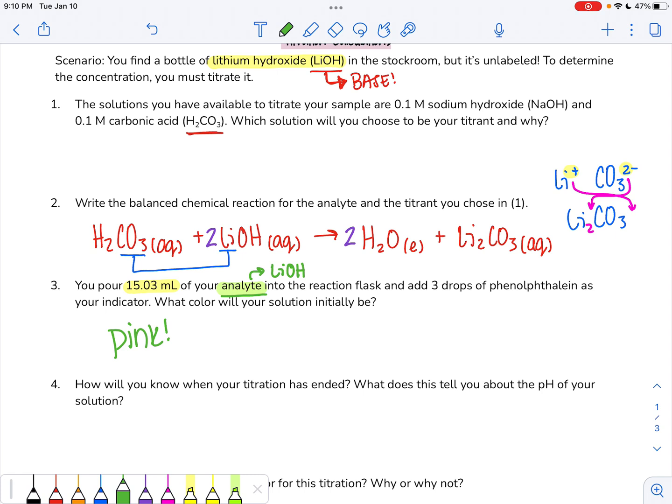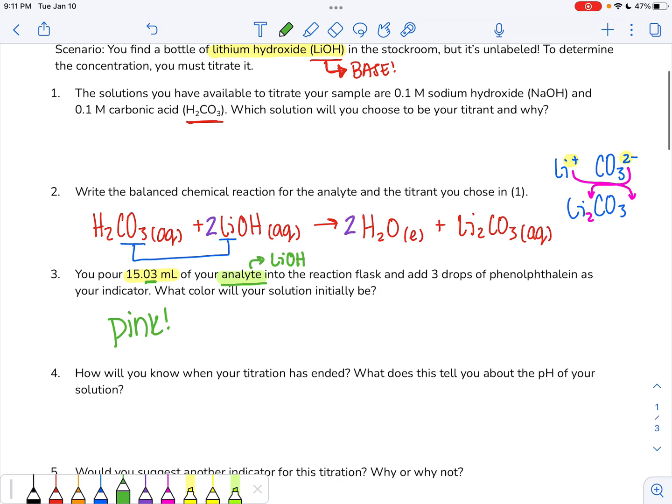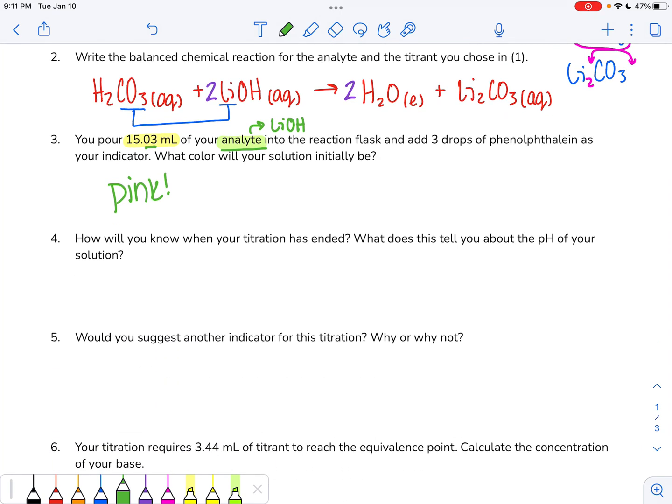Okay, the other thing I want you to think about before we move on, why did I give you this measurement to 2 decimal places? If we're trying to be as accurate as possible in our titration, what tool are we using to add our analyte and our titrant? A burette. What's the accuracy of your burette? It's to the 2nd decimal place, to the 100th decimal place. So that's why I'm giving you to the 0.03 milliliters here. Okay, so our analyte is starting out in our reaction flask as a bright hot pink because it's a base.